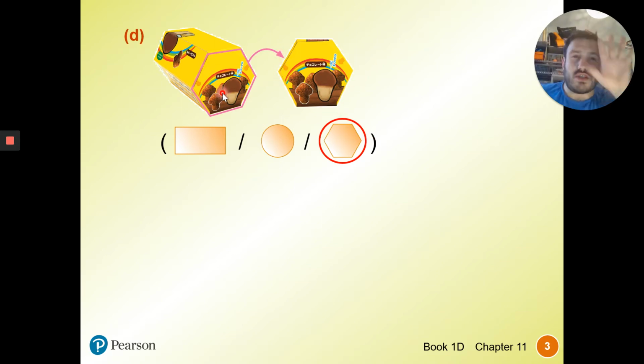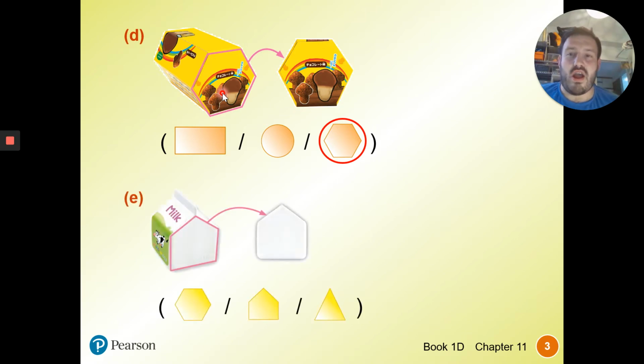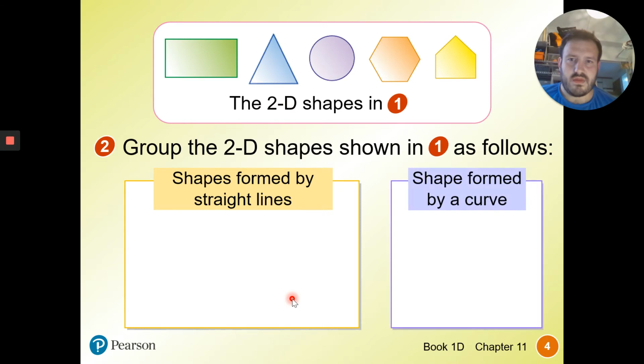It's a little bit difficult though. Sometimes we need to orient our eyes and our mind. Now we've got this. Oh, I've already given you the answer. This milk carton, which is a pentagon. So we can see the 2D shapes.